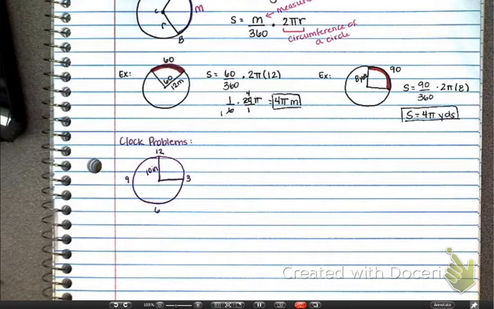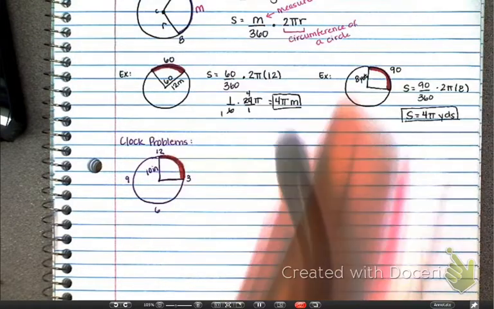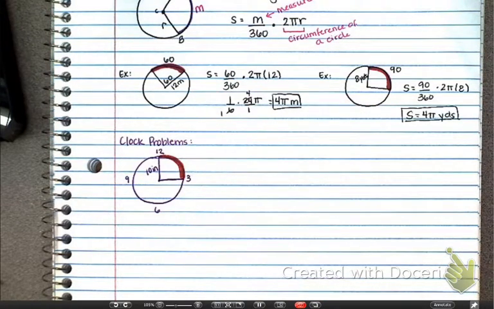Now, I'm still finding the same thing. I want to know what this length is here. What am I missing? I'm missing the angle measure, right? Now, I can look at this one, and I'm sure some of you can too, and tell me what that angle measure is. It's 90 degrees.